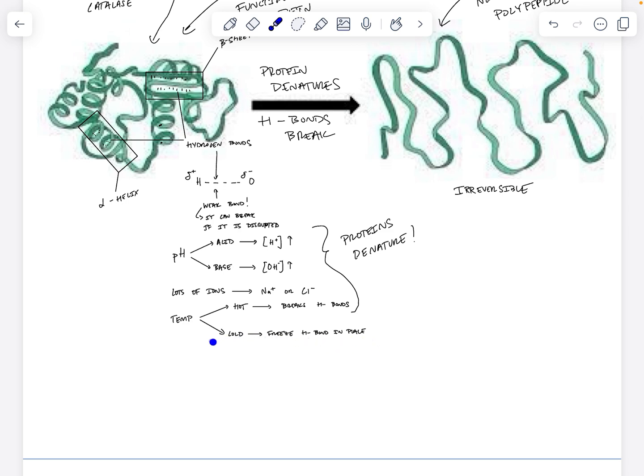When a protein freezes, these hydrogen bonds are locked into place, but if you warm it back up again without getting it too hot, you can rescue a frozen protein, and it can work just the same as it did before if you warm it back up gently.